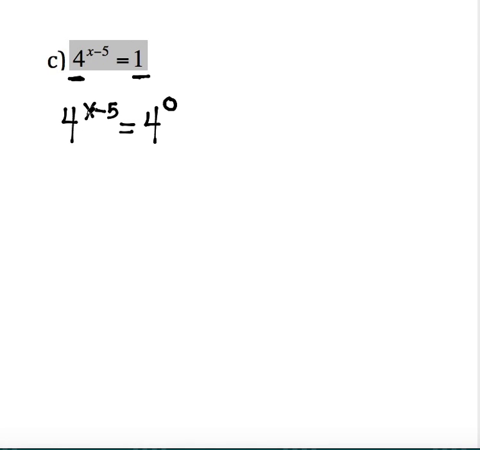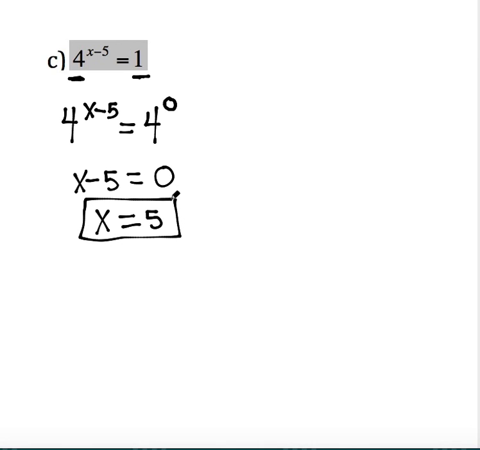So I have 4 to the x minus 5 is equal to 4 to the 0. Bases are the same, so I can set my powers equal to each other, and I get x minus 5 is equal to 0, which means x is equal to 5. Now sometimes you look at that and you're like, I don't know where to start. I don't realize that 4 to the 0 is equal to 1. So let's look at it another way. Like I did on the first problem, let's rewrite this in log form.